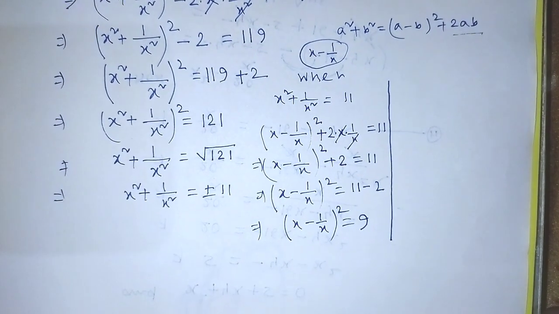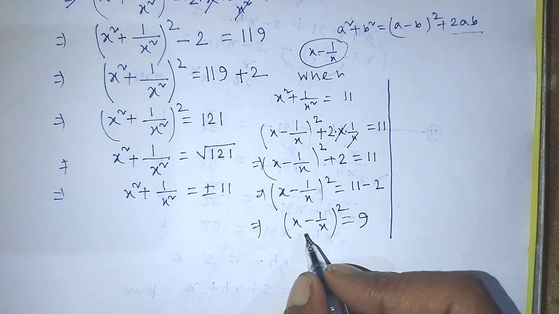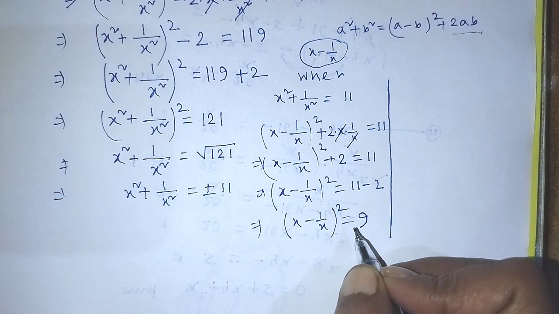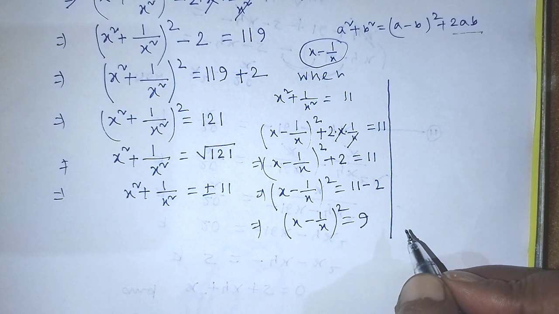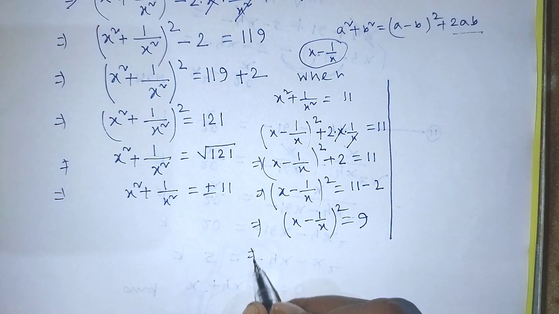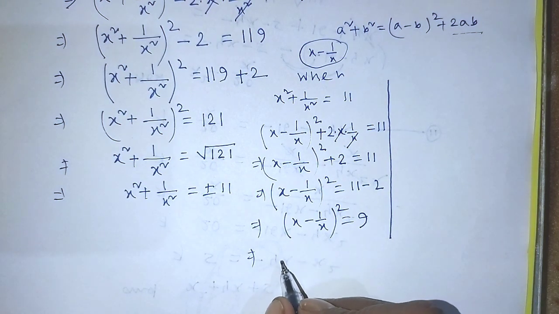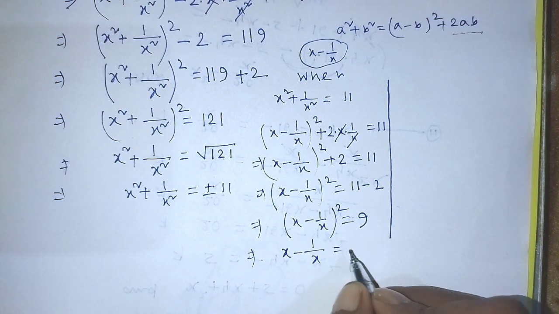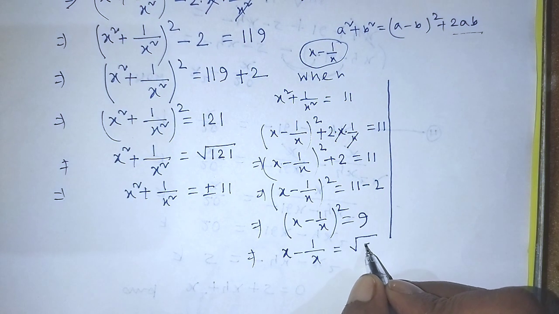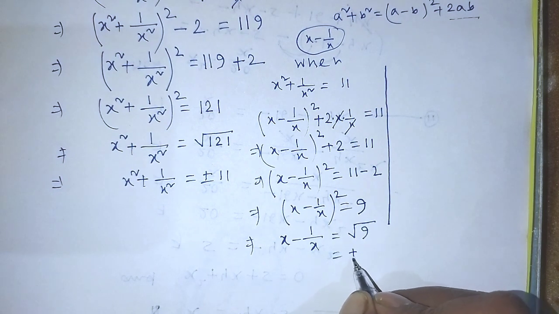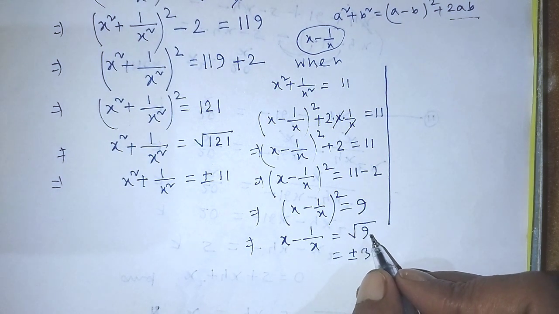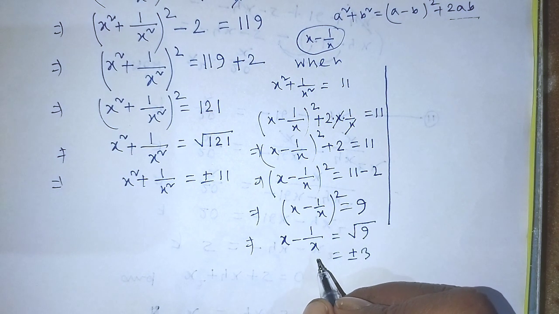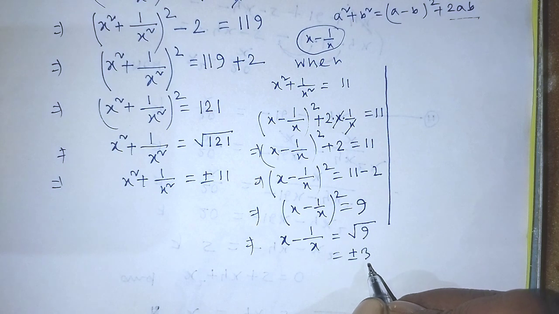Okay. So student, to find the value of x minus 1 over x from this equation, we have to transpose the power 2 from left hand side to right hand side. So we can write from this algebraic expression x minus 1 over x is equal to the square root of 9. So it will be plus minus 3. The square root of 9, that is plus minus 3. So student, x minus 1 over x is equal to plus minus 3.